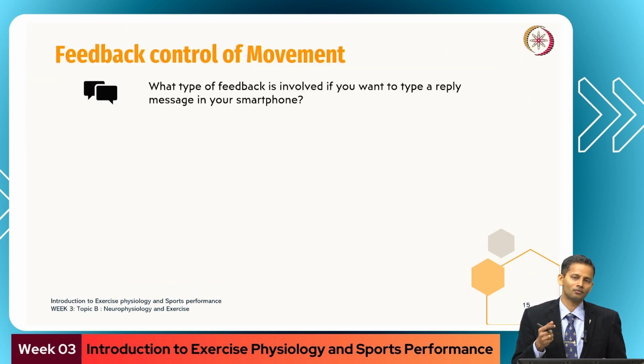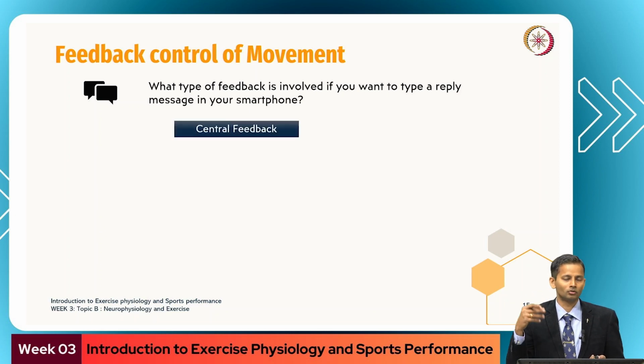What about the feedback involved if you want to type a reply message on your smartphone? Everyone has a smartphone, right? So you got some message on WhatsApp and you wanted to reply. What type of feedback is involved here? You have to type using your thumb, right? So that's a motor response. But you are also incorporating the message that you have seen. So your vision is incorporated, and you think over it; thought process and cognition are involved, and based on your input a decision is made and a motor output is done.